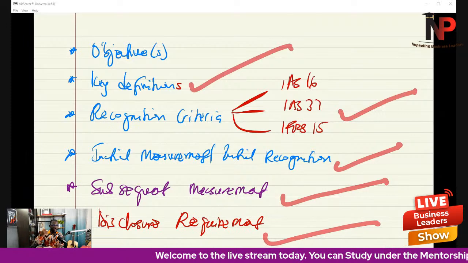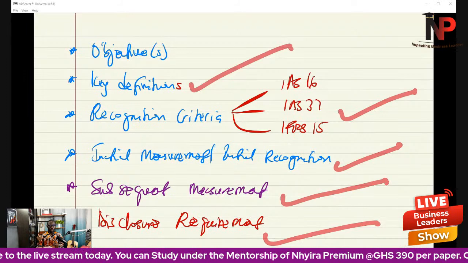What is the objective? What are the key definitions? What are the recognition criteria? What is the initial measurement or initial recognition? What is the subsequent measurement? What are the disclosure requirements that we need to know about?